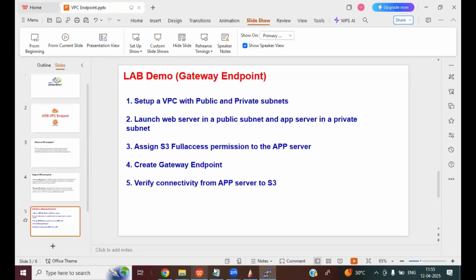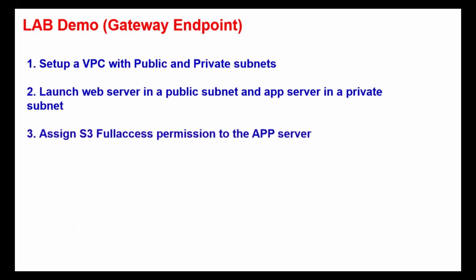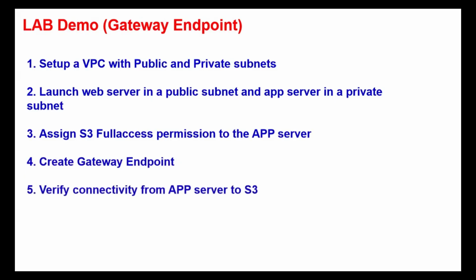Fine. I think this is the demo I just wanted to provide in regard to the gateway endpoint. So we will review the lab steps. First, you need to set up a VPC with a public and private subnet. Then I launched a web server in a public subnet and an app server inside a private subnet. I also showed you how we assign that full access role to the app server. Then we created a gateway endpoint, which automatically updated the route table entries for the private subnet. And then we were able to check the connectivity from the app server to the S3 service, where we were able to create a bucket and remove the bucket as well.